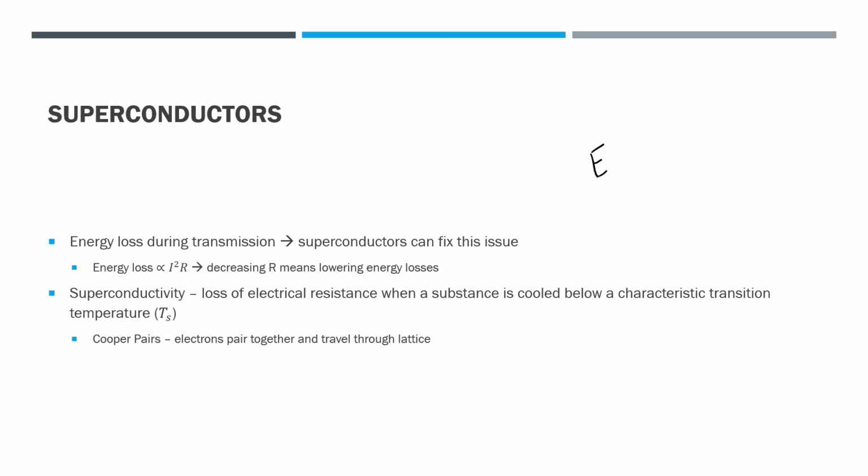Energy losses are proportional to I squared times R. This is a consequence of Ohm's law or something like that, if you might have heard of that, but that's not really important. Essentially, all that's important is that the higher the current, the more energy losses we're going to have, and the higher the resistance, the more energy losses we're going to have.